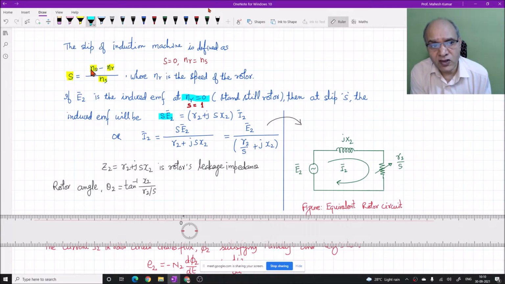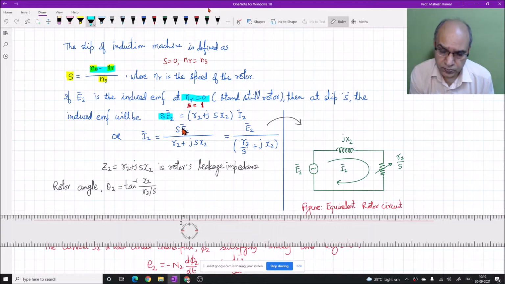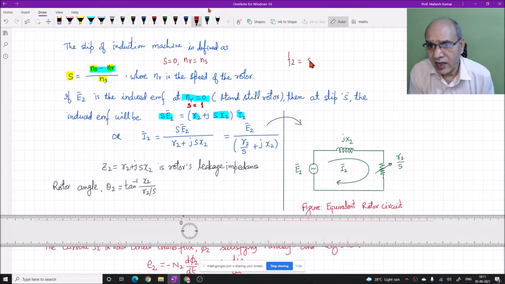So by the difference of the Ns minus Nr factor, which is slip, the induced EMF will be S into E2. This S into E2 equals (R2 plus jSX2) into I2 for current I2 in the rotor circuit, and this is the rotor impedance. R2 is the rotor resistance and SX2 is the reactance at slip S, because the frequency induced in the rotor circuit F2 equals S into F1.